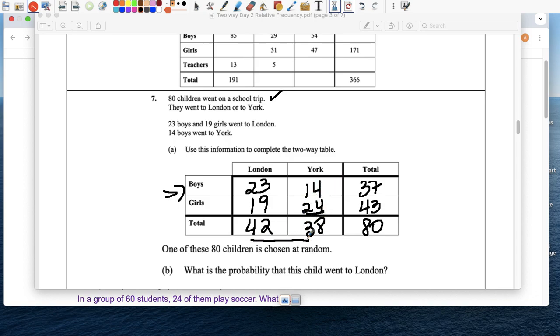And it's 42 plus 38, 80. Good. It's 37 plus 43, 80. Check. So we're checked on both. And then the question is, what is the probability out of the 80 kids that a child went to London? 42 out of 80.